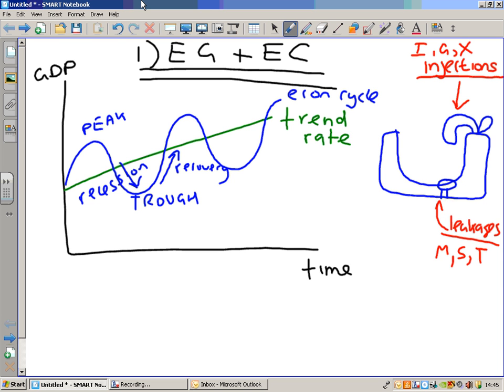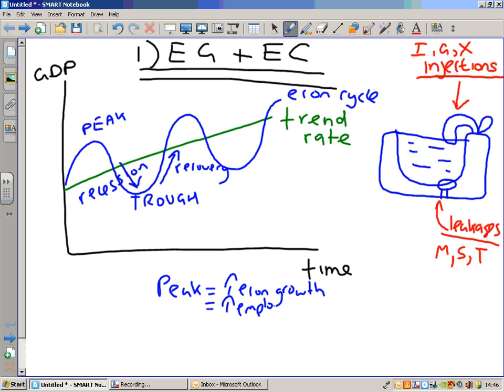When we're at a peak, the economy is doing extremely well. At this point, we have lots of injections and very few leakages. The economy is starting to overheat. When we're at a peak, we have very high economic growth. We'll have very high employment and therefore hopefully very low unemployment in the economy. But what we can see from our bathtub is the economy is working at its full potential. It's full. We've got very small amounts of spare capacity.